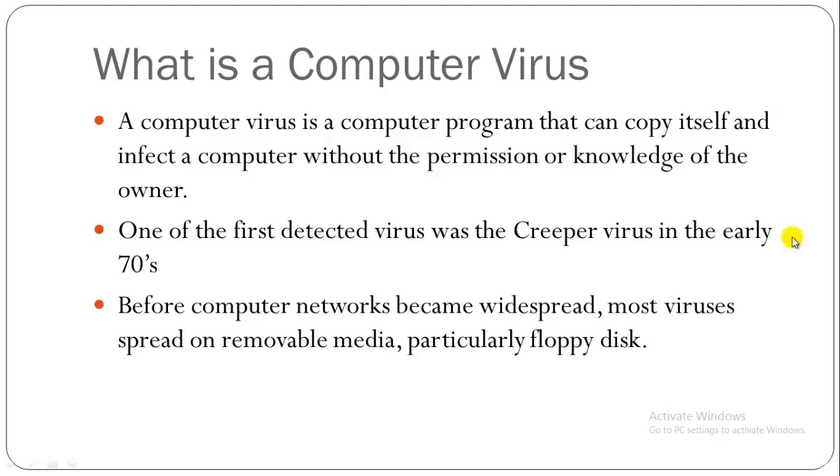So one of the first detected viruses was the Creeper virus in the early 70s. Before the networks, as you know, Google came around 10 to 15 years back, I believe. I don't know exactly when. Even before that, there were computer viruses, and they were not spread through network or internet. Social engineering was very rare in those days. These viruses spread through removable media such as floppy disks or CD-ROMs. The reason being that I don't think we had USBs at that point in time.